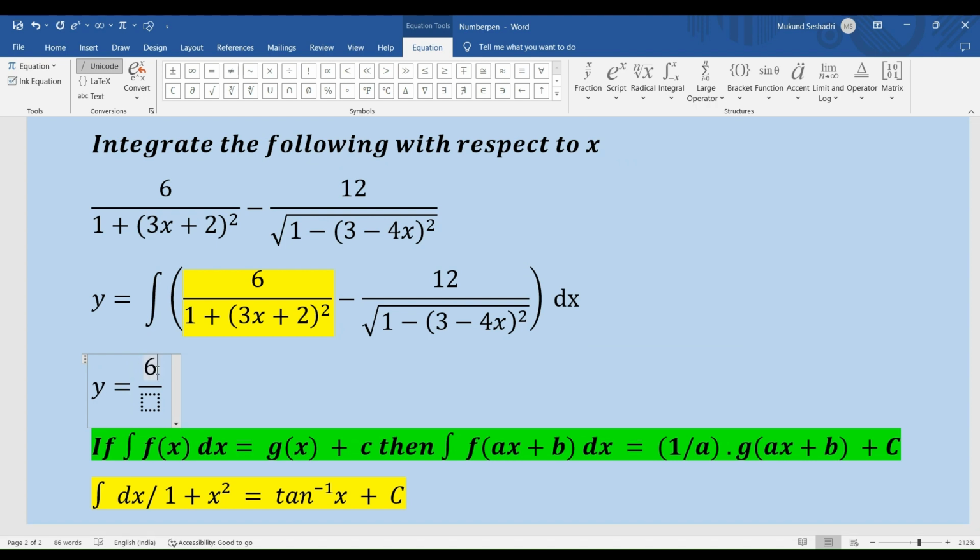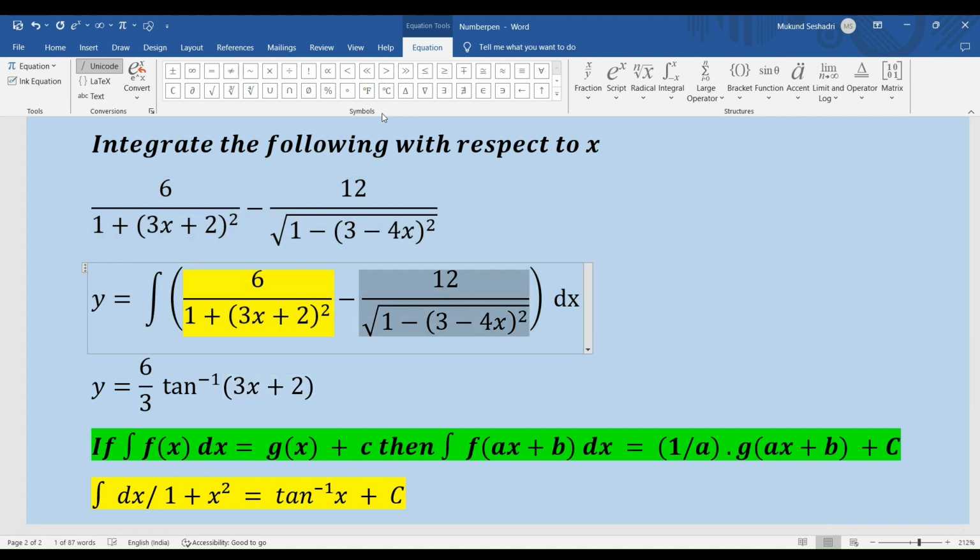So my 6 doesn't change, and then in place of a, I have 3 because my a equals 3, and then I have tan inverse of my ax plus b, right? Because my g of (ax plus b) is nothing but tan inverse of 3x plus 2. So that's my answer for part 1. Now I go to part 2.